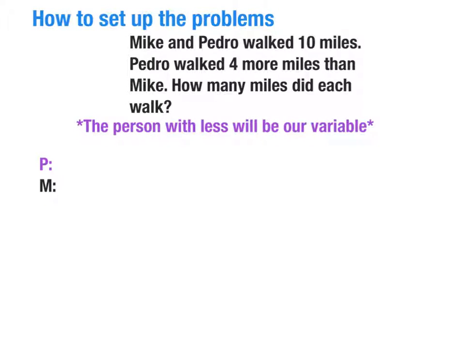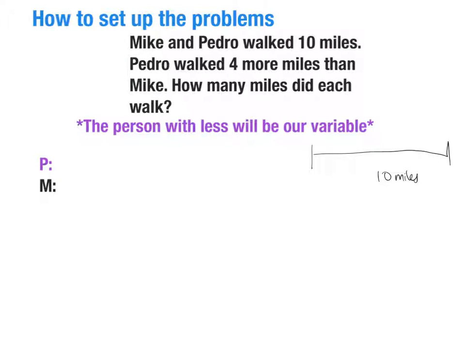All right, so first thing we need to know is how to set up these problems. Because the biggest part of word problems is knowing how to start, where to begin, what does my variable stand for, okay? So here's the type of problem that we have today. Mike and Pedro walked 10 miles. All right, so we know that together they did 10 miles. So I'm just going to draw a little diagram right here. 10 miles.